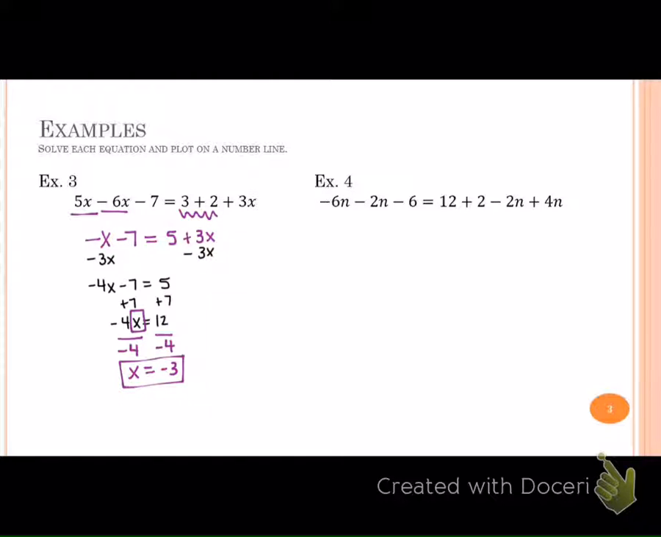All right, Joe. What do I need to do first in example 4? Which are? Negative 6 and negative 2n. And on the other side, 12 plus 2 and negative 2n plus 4. Very good. So what she did here was very important. She took the sign that was in front of the numbers. A lot of kids forget that. So always take the sign that is in front of the number.